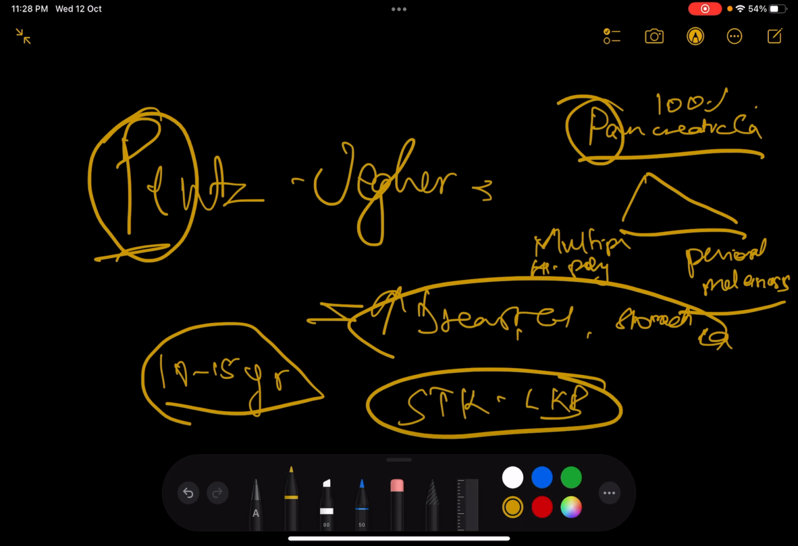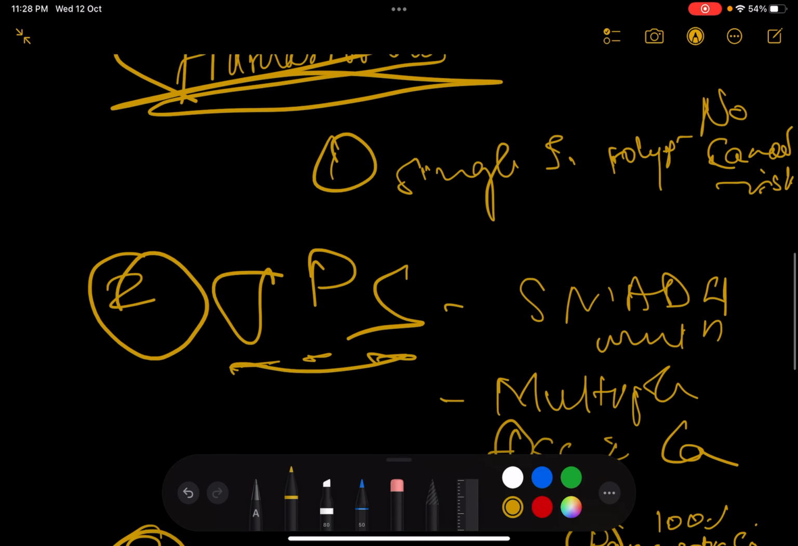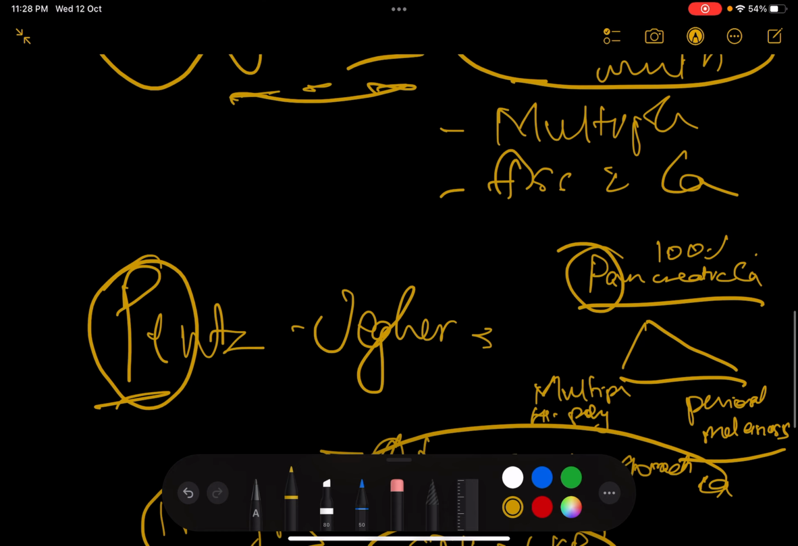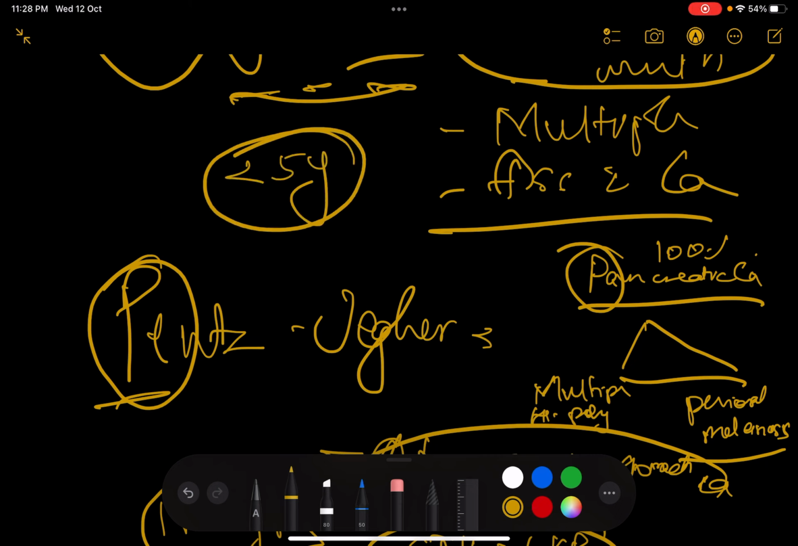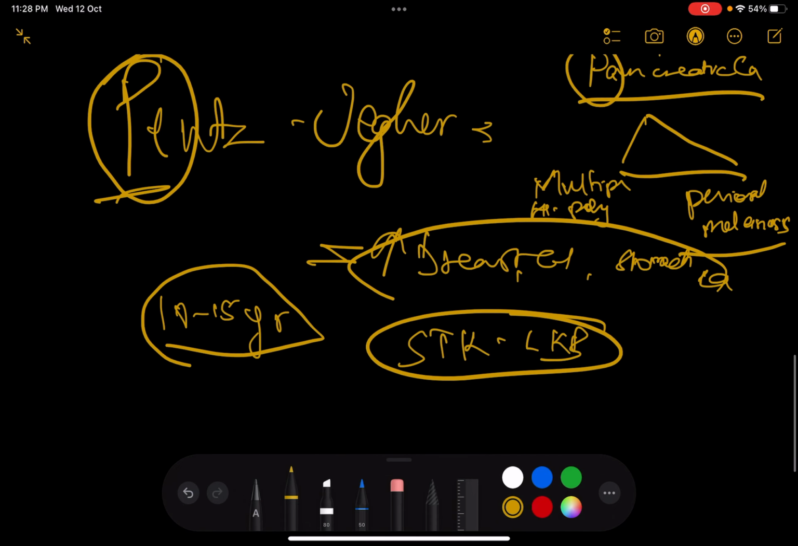STK11/LKB1. I don't know if that's important, but JPS is due to SMAD, that's important, multiple polyps associated with cancer. A very important point that I wanted to make is that they are seen in less than 5 years. So juvenile polyposis is seen in less than 5 years. And that's about it. And here, the multiple polyps in Peutz-Jeghers syndrome have an arborizing pattern.